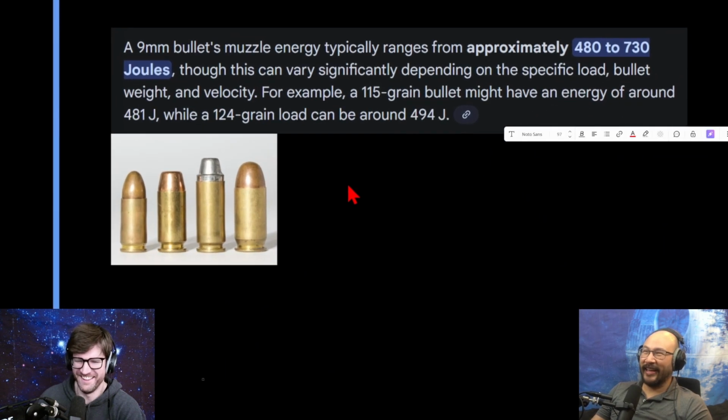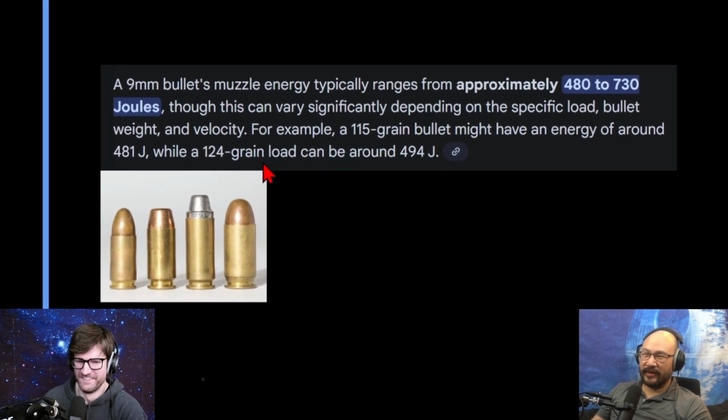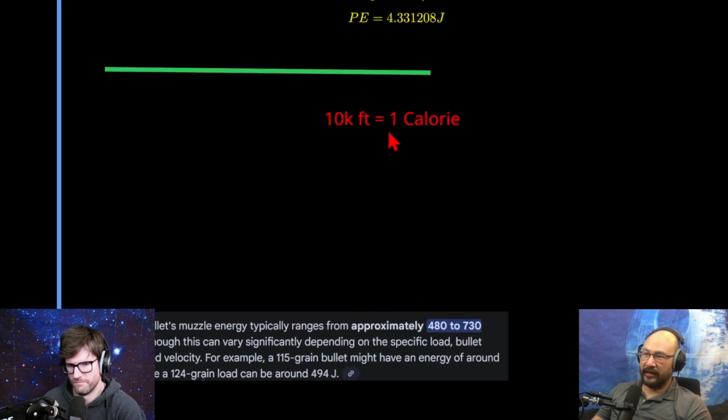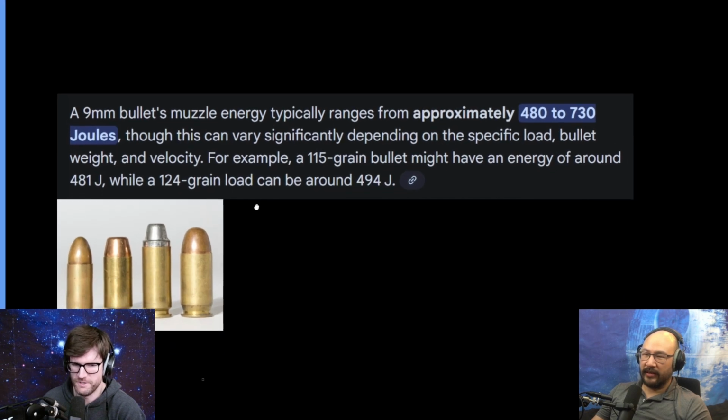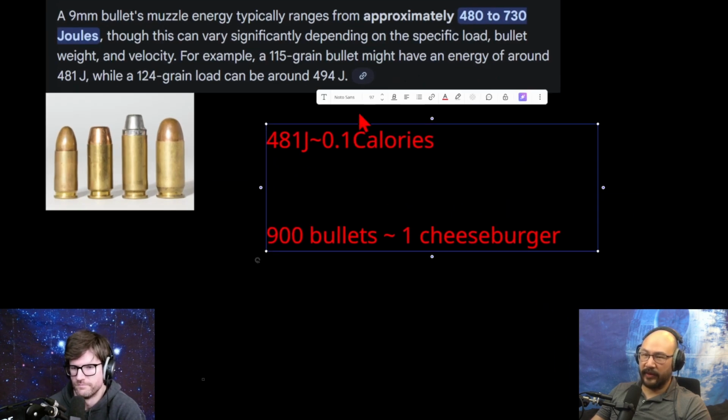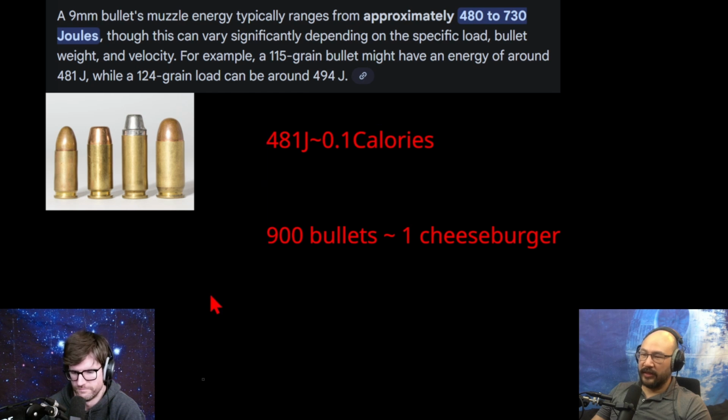I said, what is this in terms of gun stuff? A 9mm bullet's muzzle energy typically ranges from 480 to 730 joules. We saw a joule is not a lot here, right? So for a typical 9mm, the energy when it leaves the barrel is about 494 joules. I converted this 481 joules, and it's 0.01 calories. So if you were to shoot 900 9mm bullets, that's a cheeseburger.